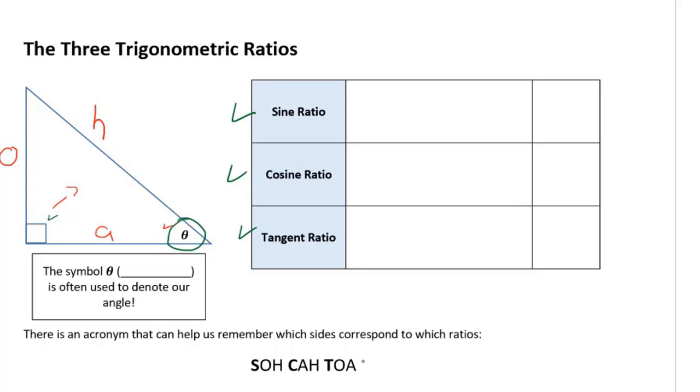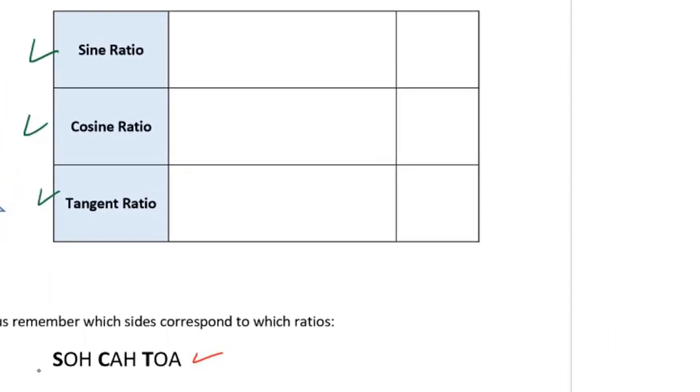One of the ways to remember trig ratios is by using the acronym SOHCAHTOA, and it helps us remember that sine ratio is going to be the length of the opposite side over the hypotenuse. Cosine is going to be adjacent over hypotenuse. And finally, the tangent is going to be opposite over adjacent.